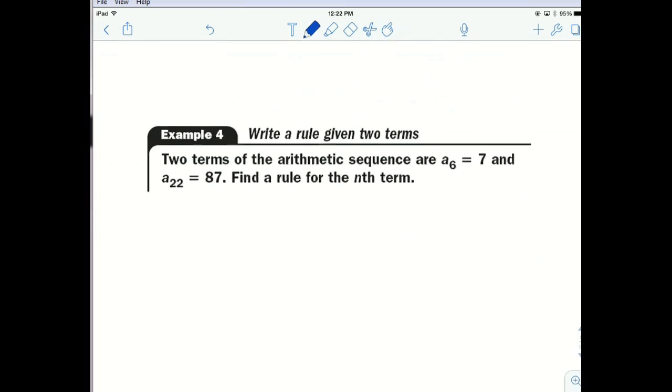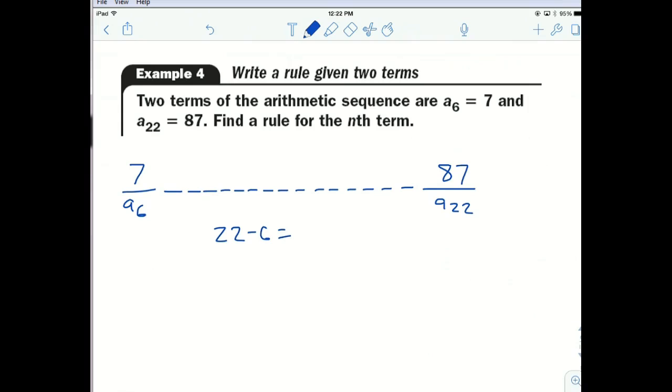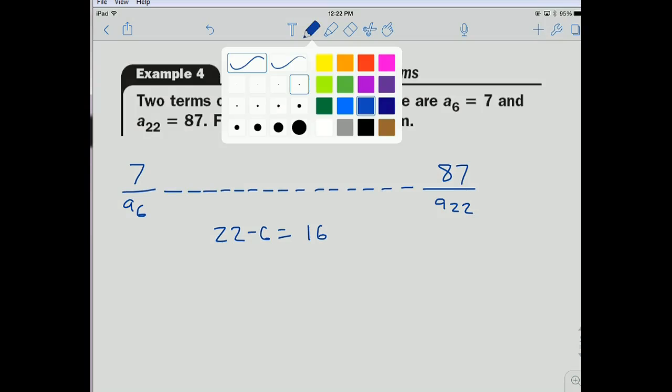This gets even more difficult here where you are just given simply 2 terms. So I like to think of it like this. If you've got a sub 6 here, and that is 7, and then you've got 7, 8, 9, 10, 11, 12, 13, 14, 15, 16, 17, 18, 19, 20, 21, 22 is right here, and it's 87. How do we go from a sub 6 to a sub 22? Well, first off, 22 minus 6 tells me that there are 16 terms in between.